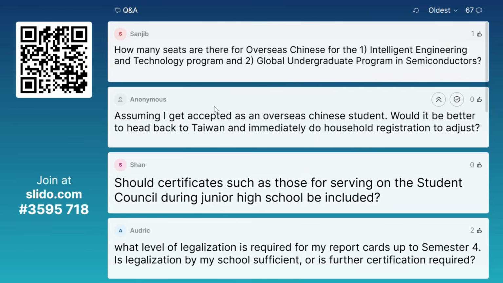So how many seats are there for overseas Chinese for the IET program and the semiconductor program? Because we only have a total quota for NTU admission, we do not have a fixed number for how many people can get into each department. So you are welcome to apply, and then the professor will pick the one they think is suitable for the program.